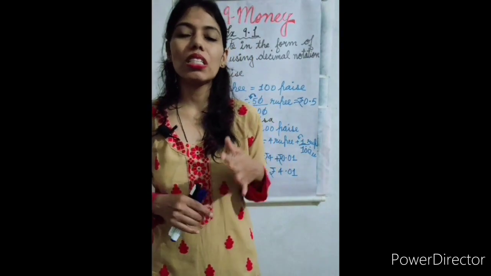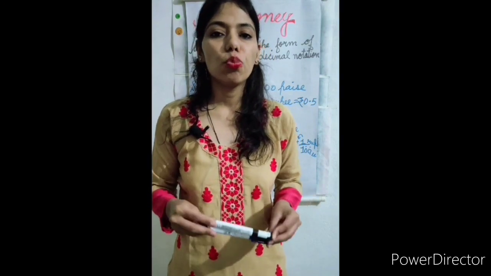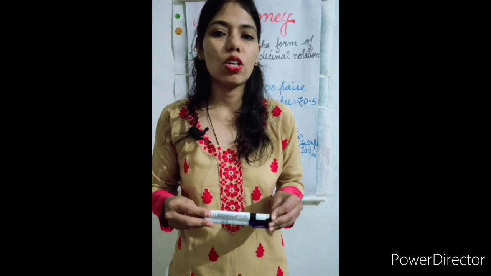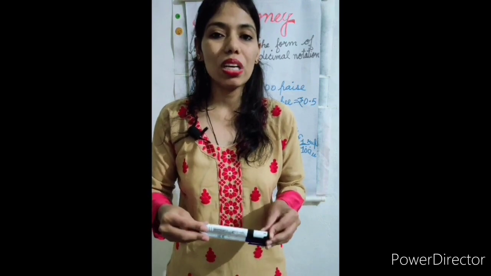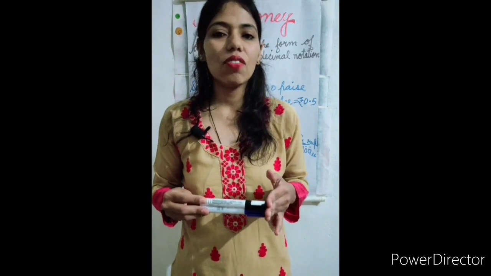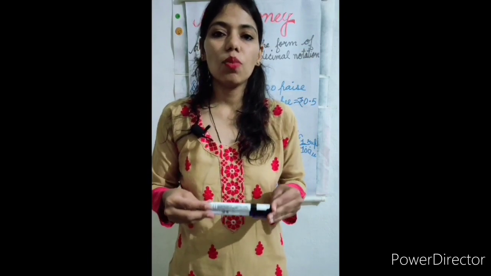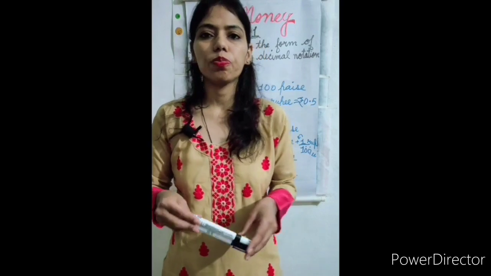Part C is rupees 5.30. Part D is rupees 12.06. Part E is rupees 71.35. Now let's do question number 3.